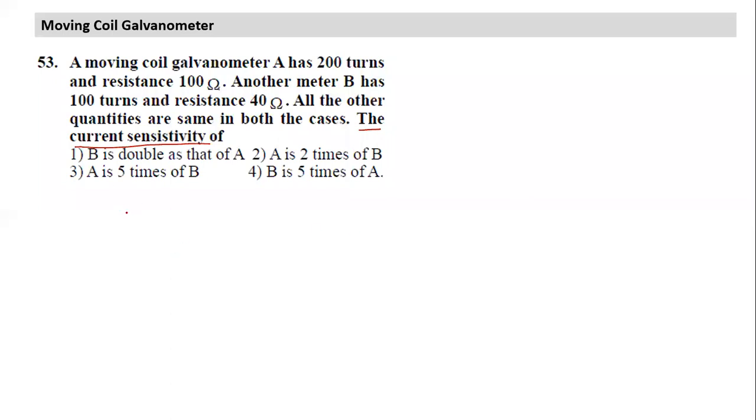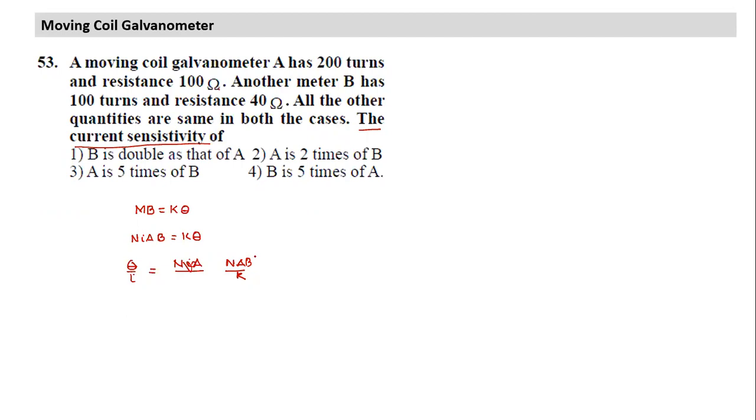Again, even if I don't recall anything, I can start from the very basics. I'll write: MB is equal to K theta. What is M? M is equal to NIA. So NIAB is equal to K theta. Current sensitivity is angular displacement per unit current, which is equal to NAB by K.